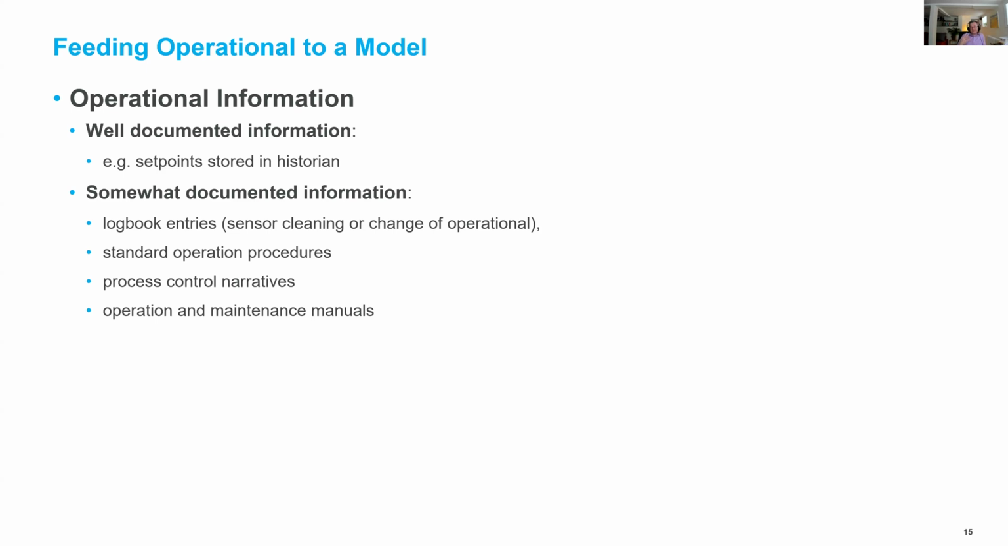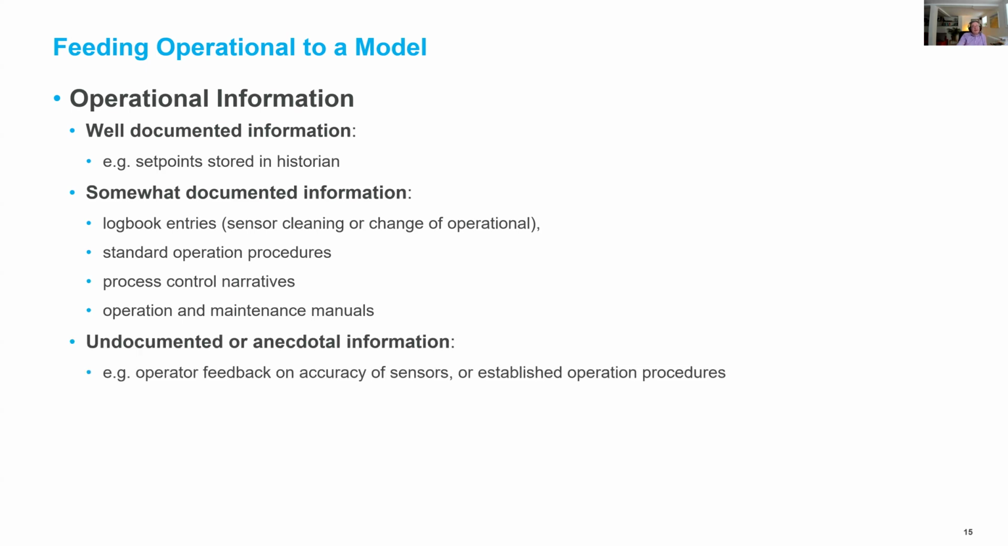Standard operating procedures, hopefully they are followed. Process control narratives, I know they are never up to date, but they give you a lot of information on how the plant should be operated. And then the most difficult part is undocumented or anecdotal information, right? You could say you should ignore that, but unfortunately you cannot. And the difficult thing, and that is true for mechanistic or data-driven or hybrid models, is how do you know that there is something you should know, right?